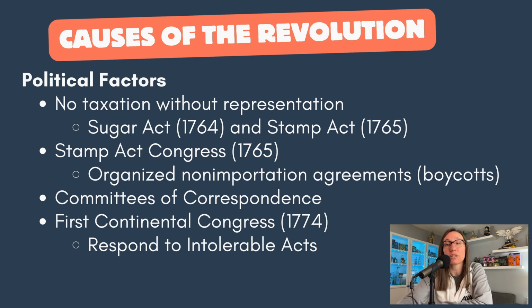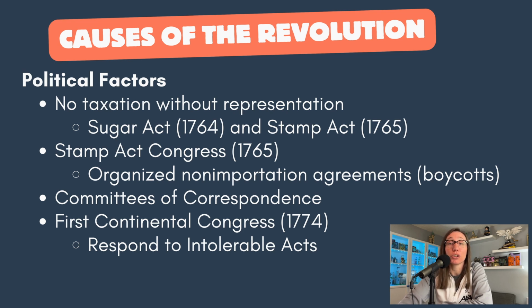Most importantly, this act violated their colonial assemblies because they had not voted on this direct tax. This is where the idea of no taxation without representation comes from. They wanted their colonial assemblies to approve the taxes first. So it's not necessarily that they were against paying taxes, it was more that they wanted to choose which taxes they were going to pay.